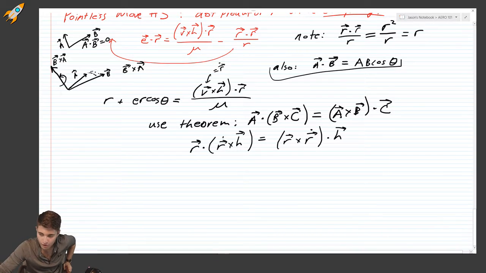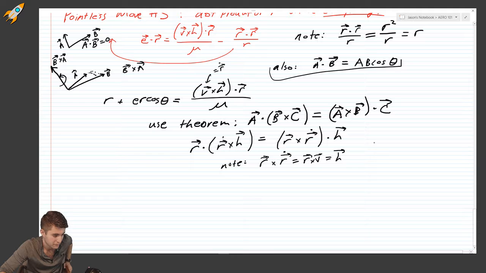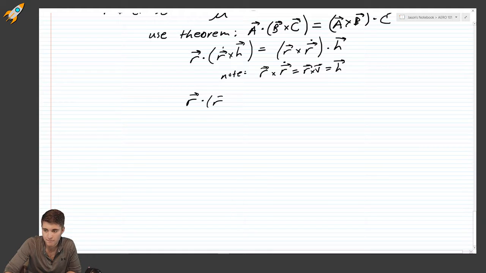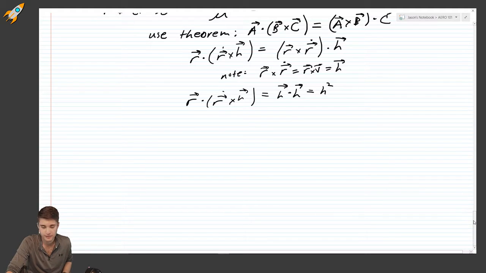R cross V is just H. But note, R cross R dot is equal to R cross V, and that's just angular momentum, right? R cross V is just angular momentum. Which means that we've got this: R dotted with R dot cross H is really just equal to H dot H, or H squared. Beautiful, right? Now, where did this even come into play?